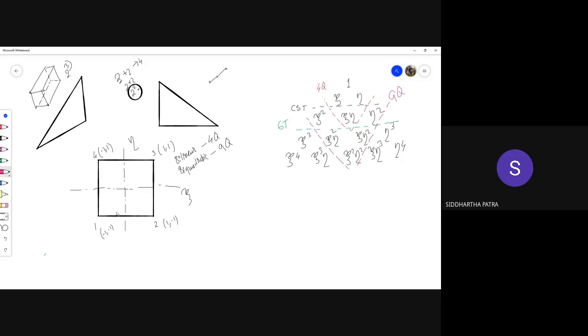Okay. Now this is how you number them. So you can imagine this one is 5, this one is 6, this one is 7, this one is 8, and ultimately the body center or the face center is 9.